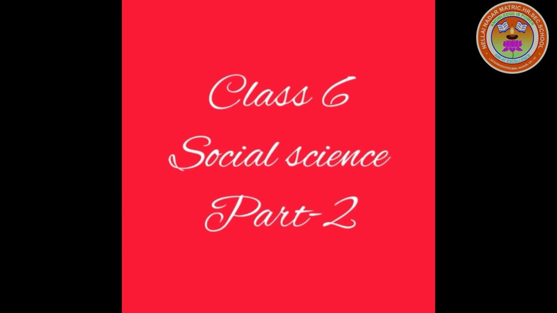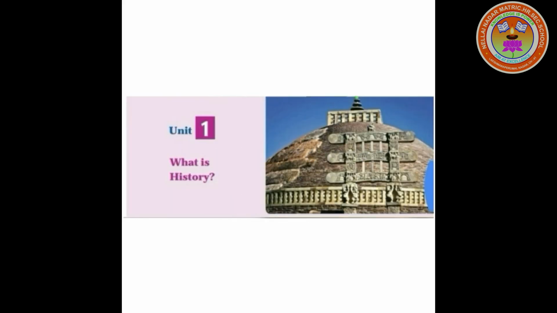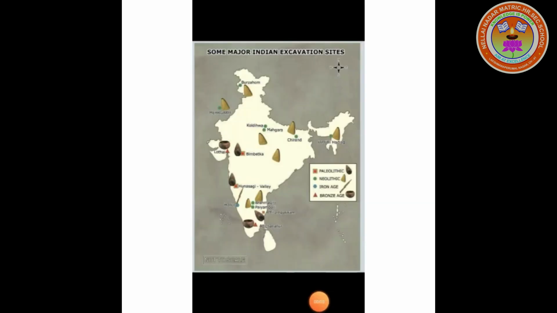This is social science class part 2 of unit 1, what is history. Today we are going to learn about excavation sites of India, sources of history, historical research about Ashoka, and what is proto-history. I am going to show you the major Indian excavated sites. Children, excavation is the process in which people dig the earth to find things that were used long ago. So, excavated sites are the places where the objects used by the people of the past are identified.